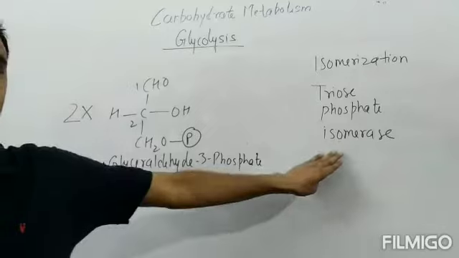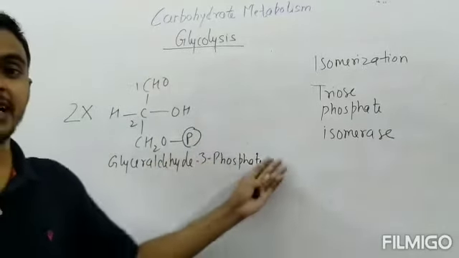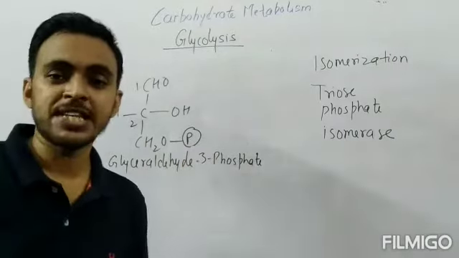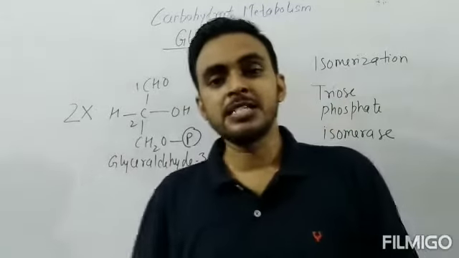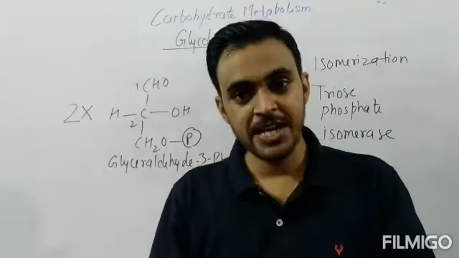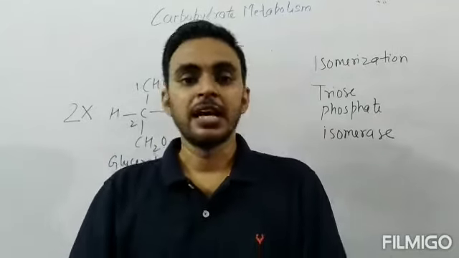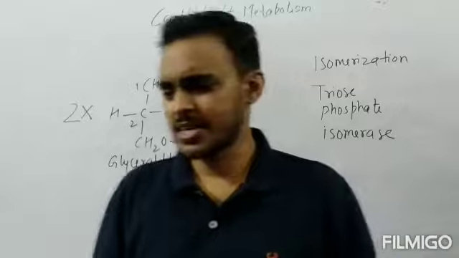This is the name of the enzyme: triose phosphate isomerase. "Triose" is due to the 3 carbon atoms, "phosphate" because it contains phosphate, and "isomerase" is the name of the type of reaction. In biochemistry, the name of any enzyme is complete when it has both the name of the substrate and the name of the type of reaction and the suffix "ase", except in some other reactions.